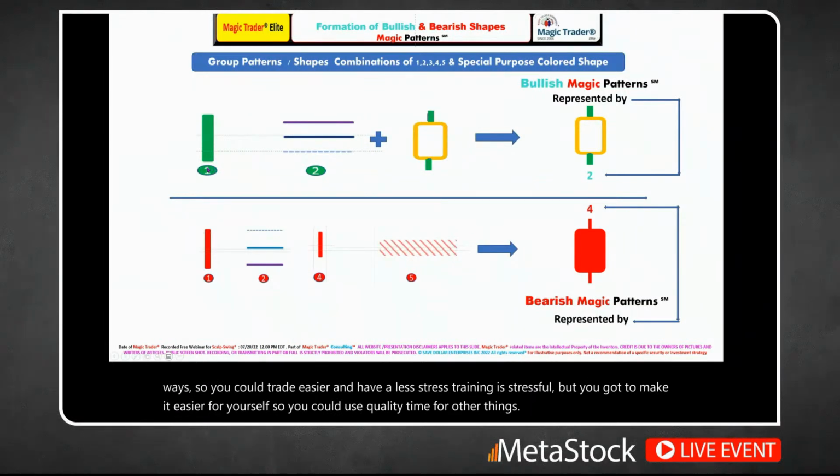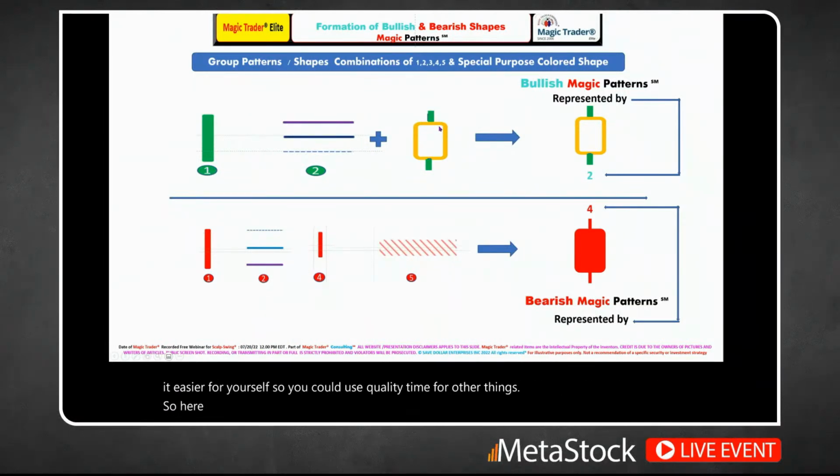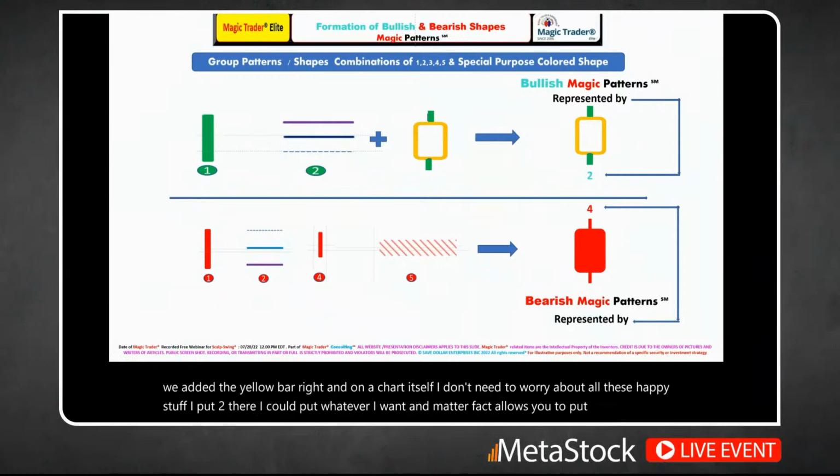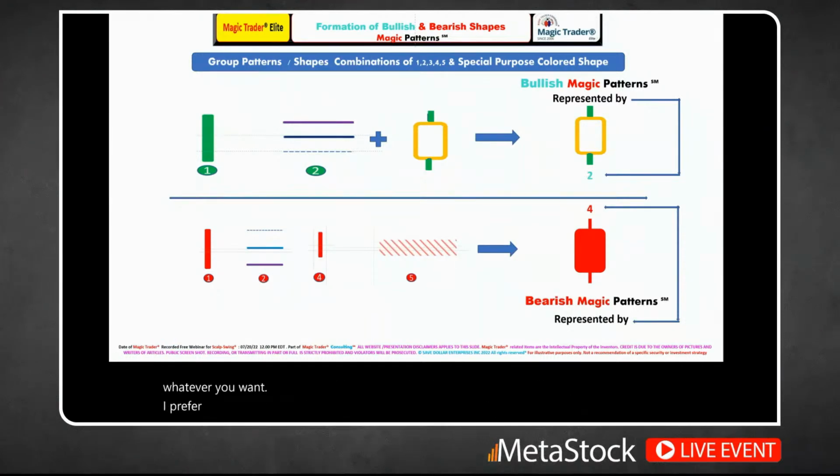So now here, let me give an example of a formation, how it forms. So here there is one shape, another shape. Then we added the yellow bar, right? And on a chart itself, I don't need to worry about all this stuff. I put number 2 there. I could put whatever I want. And Metastock allows you to put whatever you want. I prefer you stay with us, so when you take trainings, you are on the same page. But when you advance yourself, you could change it.